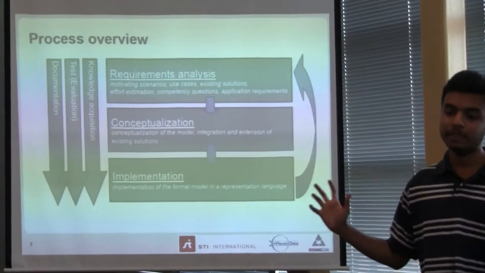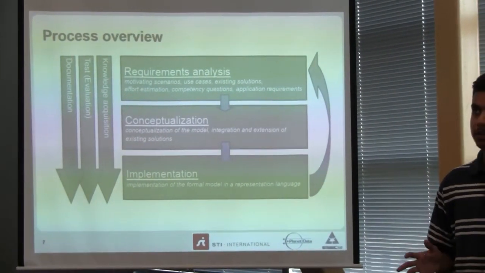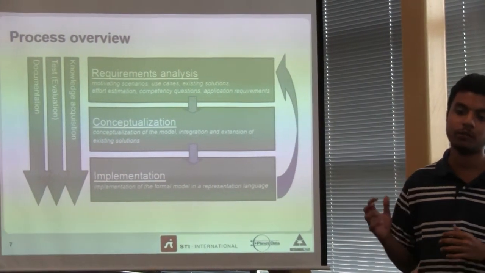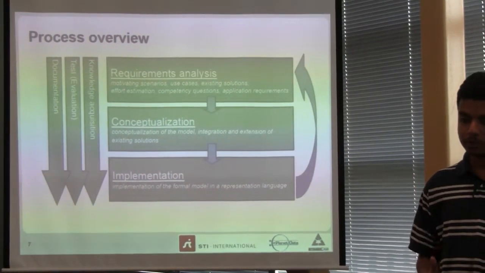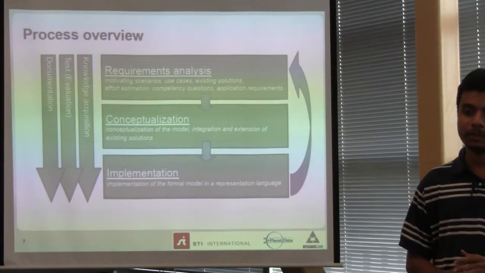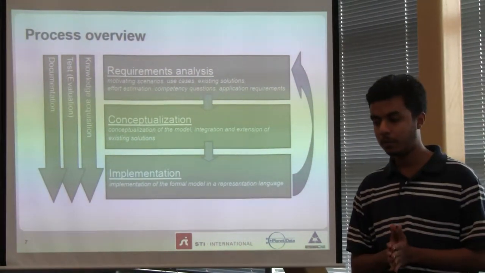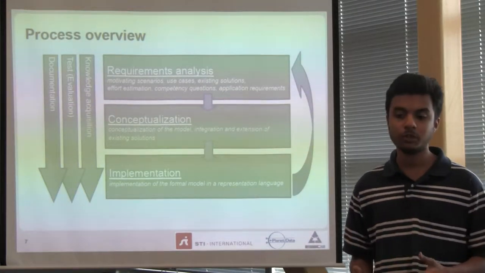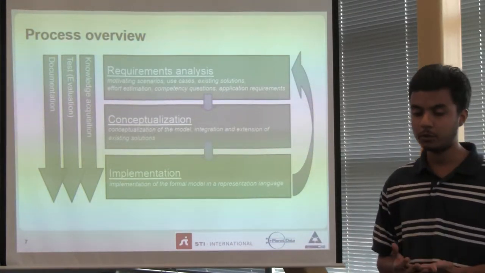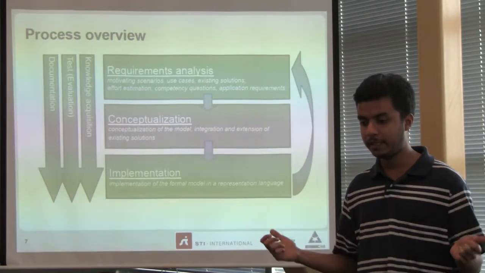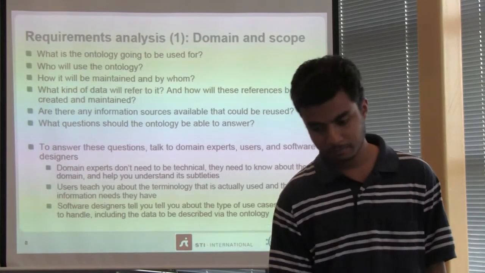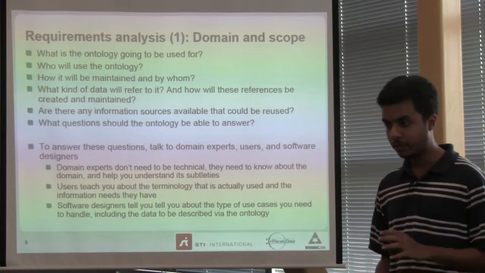So there is no hard and fast rule of how exactly to build an ontology, but this is just, like I said, a rough draft. There is no compulsion that you have to conform to this process of building an ontology, and we can build an ontology in a way that suits us. There is no hard and fast rule in it. And the first step is requirement analysis.